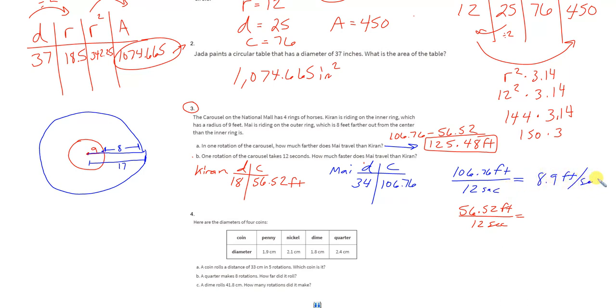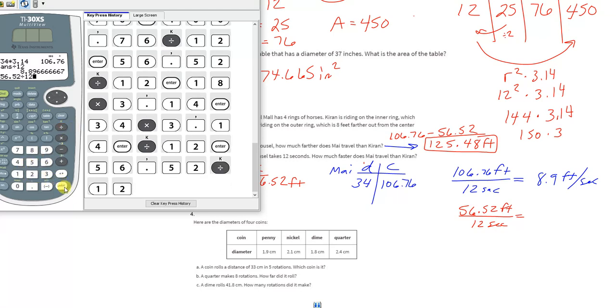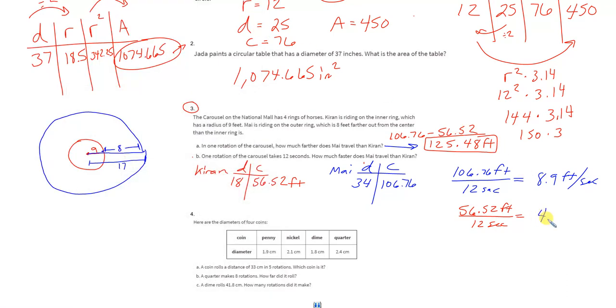And then for our other rider, 56.52 divided by 12. That's going to be the speed at which Kieran is going, 4.71 or so. 4.71 feet per second. And it says, how much faster does May travel than Kieran?